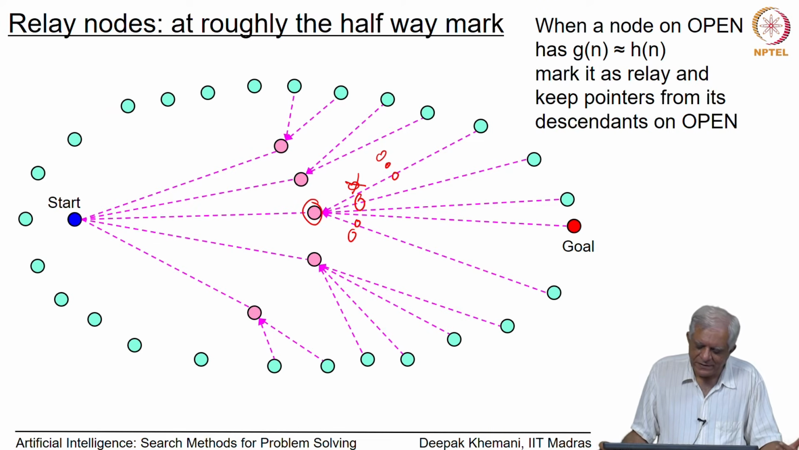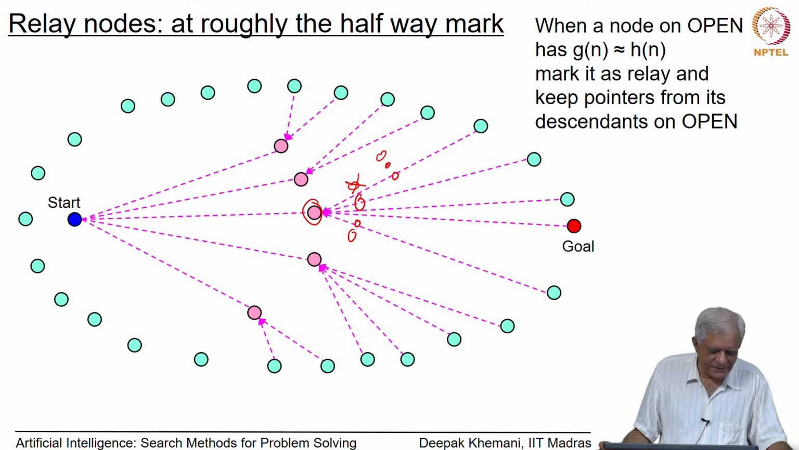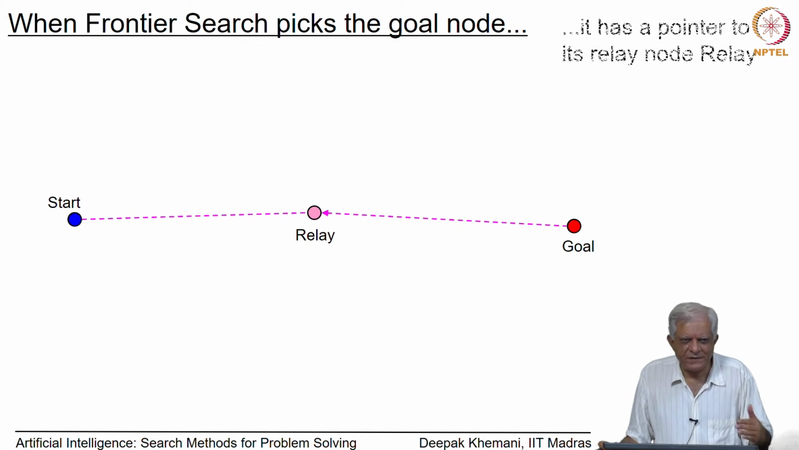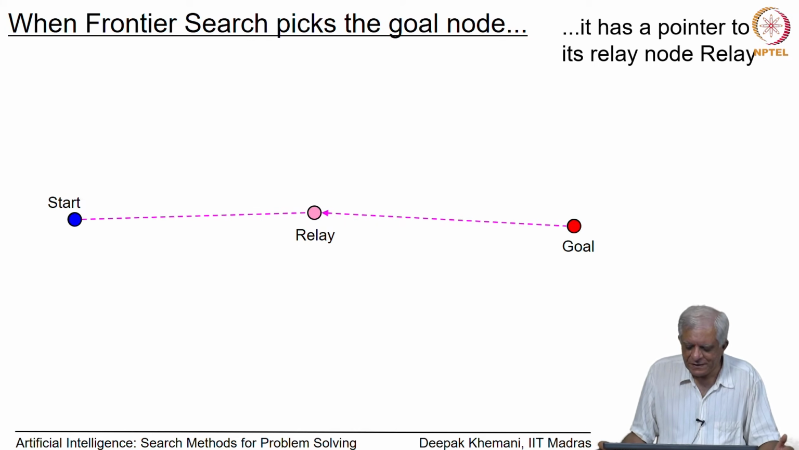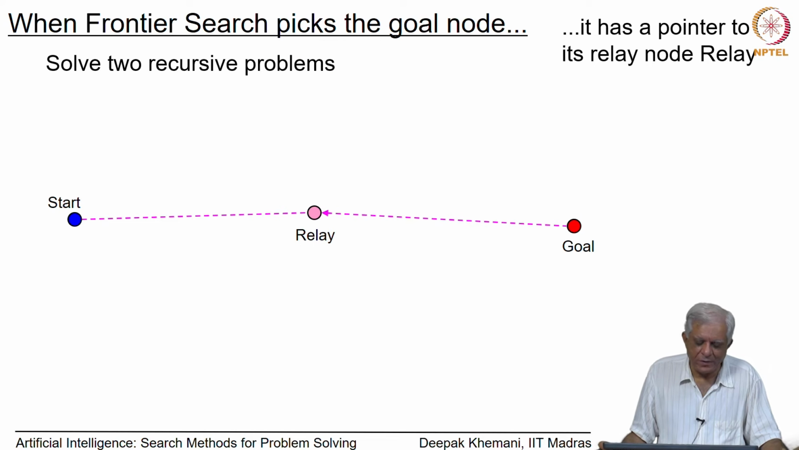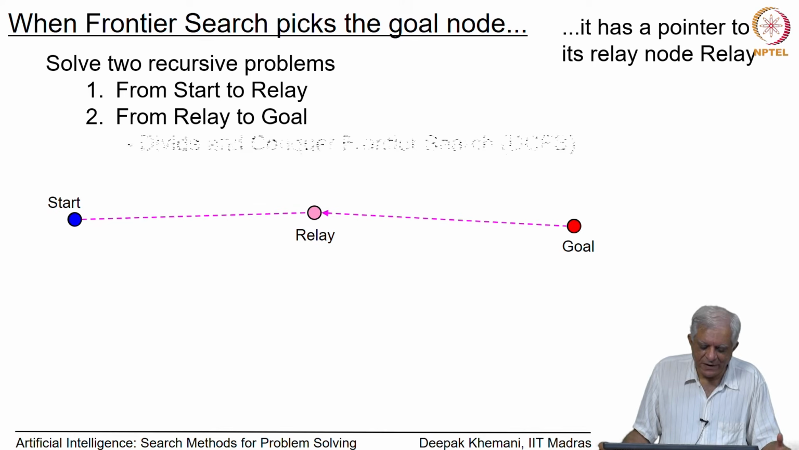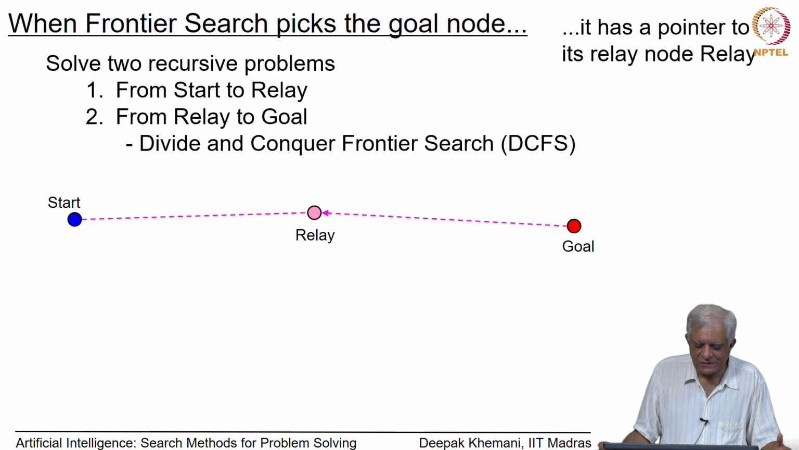And next, what Korf and Zhang said was that at the point when the goal node has been picked up, the goal node has a pointer to the relay node which we call relay, and then you recursively solve two problems. One problem is to find a path from start node to the relay node, and the second problem is to find a path from relay node to the goal node.